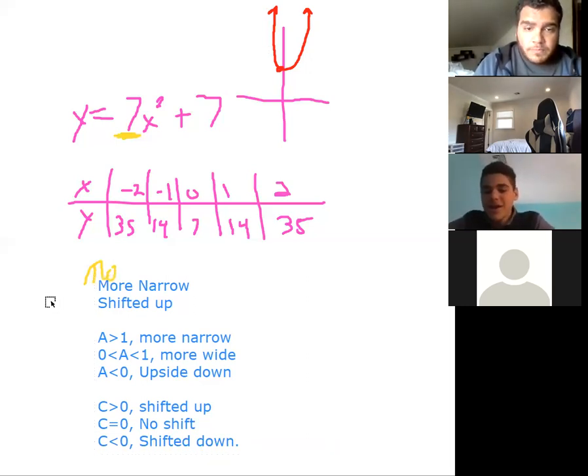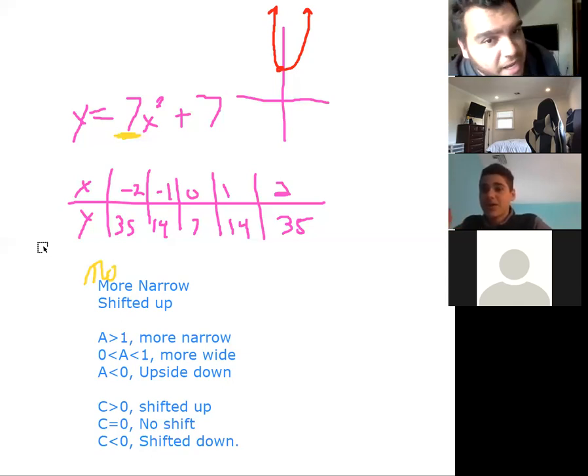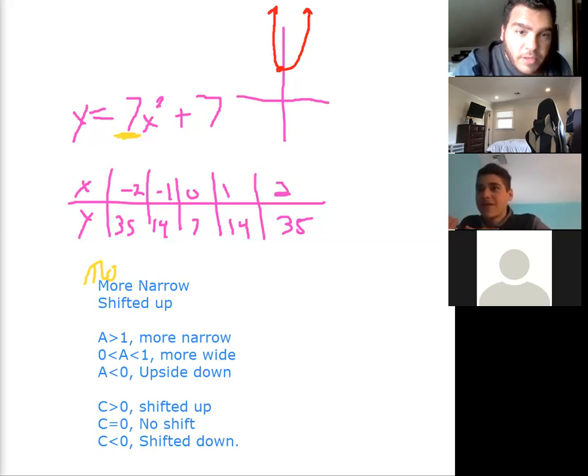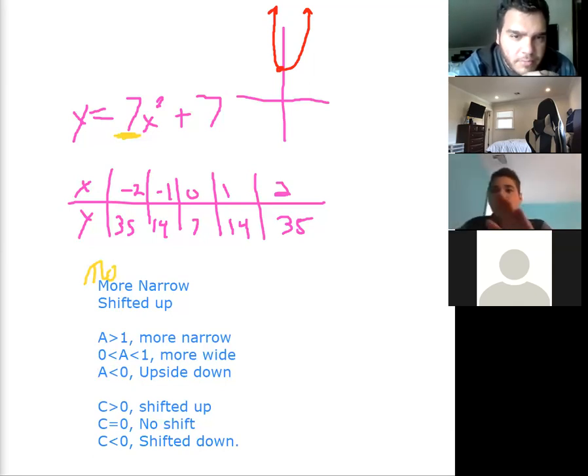The next problem, number 25, is negative x to the second plus 5. Negative x squared is A or C? If you don't see a number in front of the variable, what number is it? 1. So it's negative 1. What category does that fall into? Upside down. So you know your graph is going to be upside down when you plug in your points.